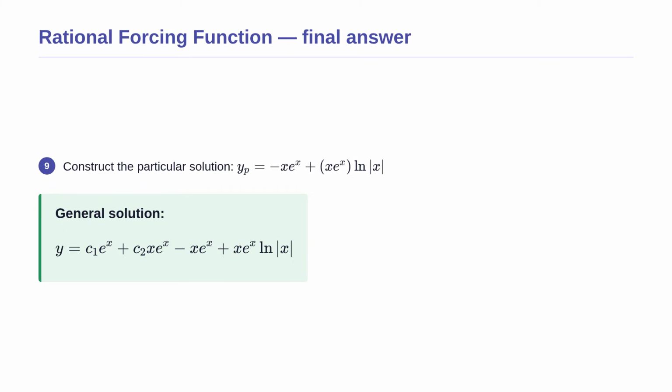We then add this to our complementary solution to form the complete general solution. Notice that the first term of our particular solution actually overlaps with the natural behavior of the system. Physically, this final expression captures exactly how the system behaves under this unique non-standard stress.